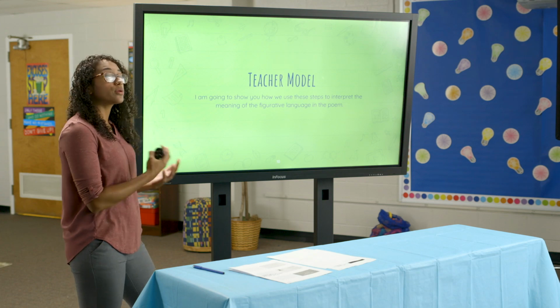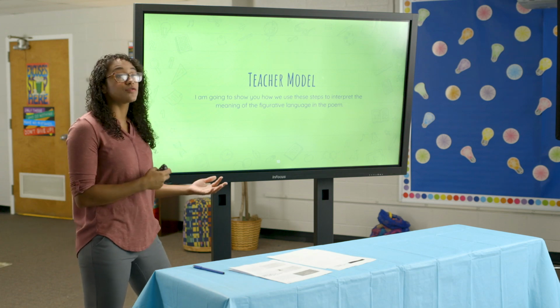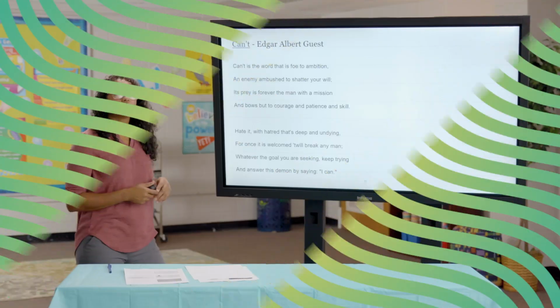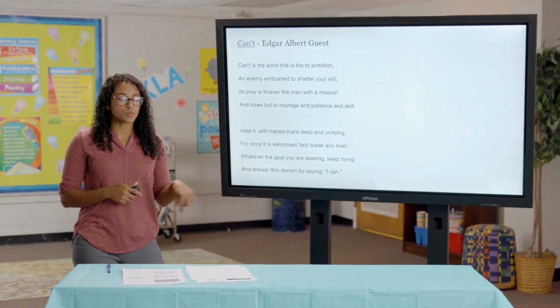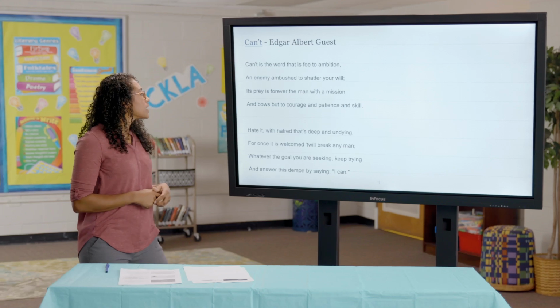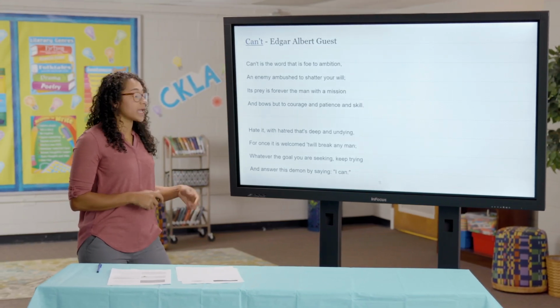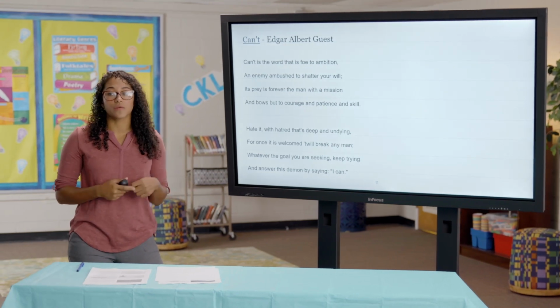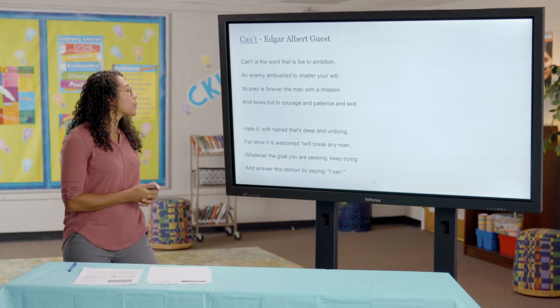So I'm going to walk you through these steps and make sure you follow along, because after I'm done, you're going to do the same thing on your own. So this third line in this poem really stuck out to me. "Its prey is forever the man with a mission." So first, I'm going to go ahead and identify some of this figurative language in this line.